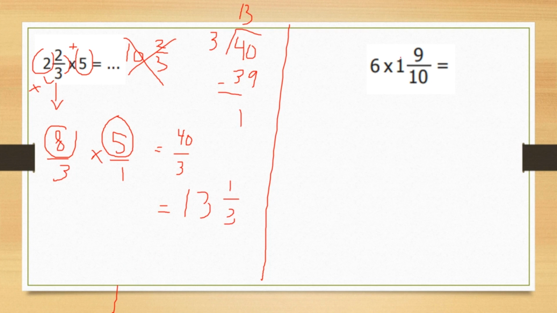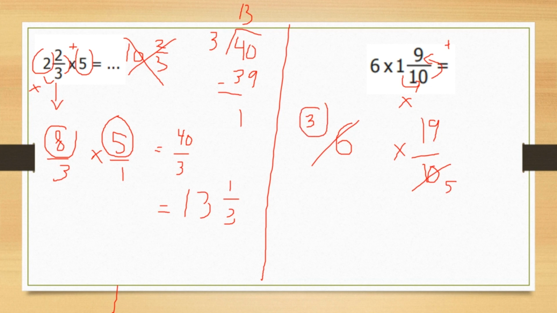Next, how about this one? 6 times 1, 9 out of 10. Again, you have to convert this into an improper fraction. So 1 times 10 equals 10, plus 9 equals 19. So 19 out of 10 times 6. To solve this question, you may use the cancellation method between 6 and 10. So you divide both by 2, so this is 3, this is 5. And then you multiply the top numbers. So 3 times 19 equals 57 out of 5. Convert 57 out of 5 into a mixed number.